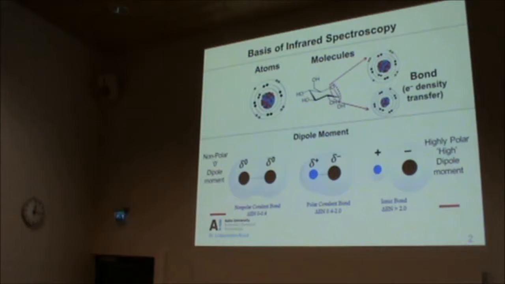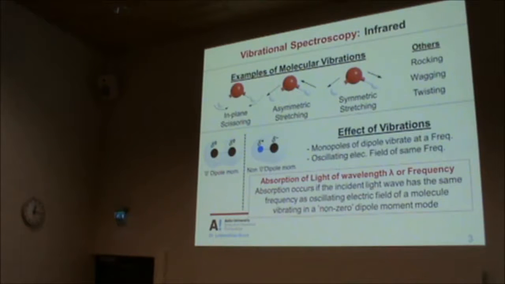So we have molecules that consist of atoms, and the bonds are generally formed by atoms sharing electrons between them. And depending on the extent to which electrons are transferred from one atom to the other, you have a dipole moment created. And as we saw before, these bonds are not static, they're always vibrating.